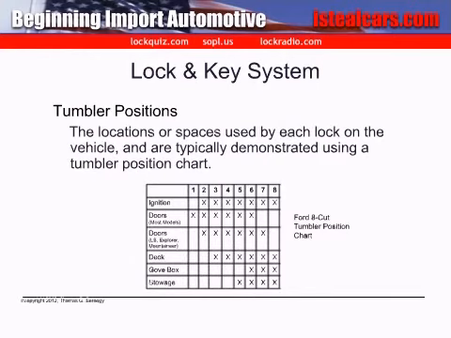Finally, another characteristic of a lock and key system is the tumbler positions used by the locks and keys. Typically presented in the form of a tumbler position chart, the tumbler positions show what spaces are used by each lock on a vehicle. This tumbler position chart, for example, shows that the ignition for cars using the Ford 8-cut lock and key system have tumblers for positions or spaces 2 through 8. Again, tumbler positions is not a dimensional specification, but rather a trait of the locks and keys being used on a car.